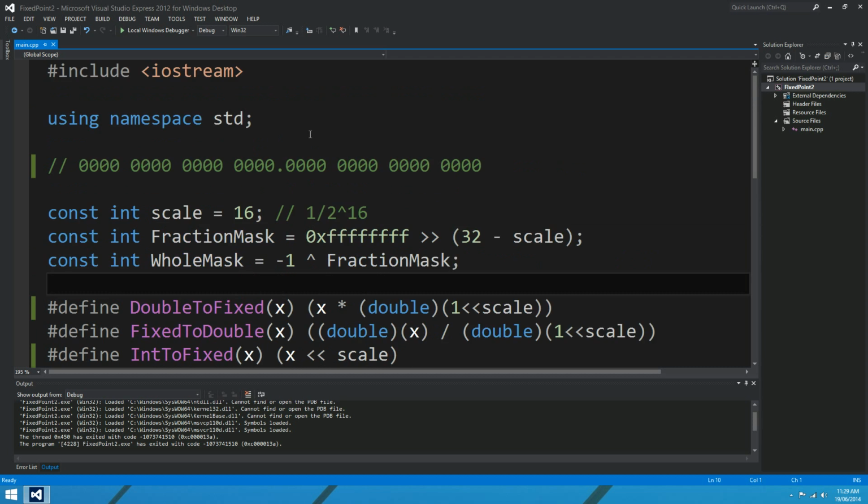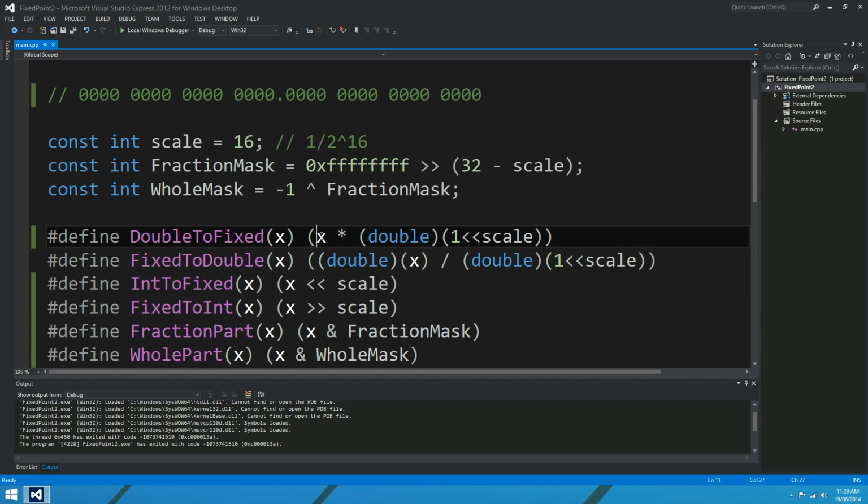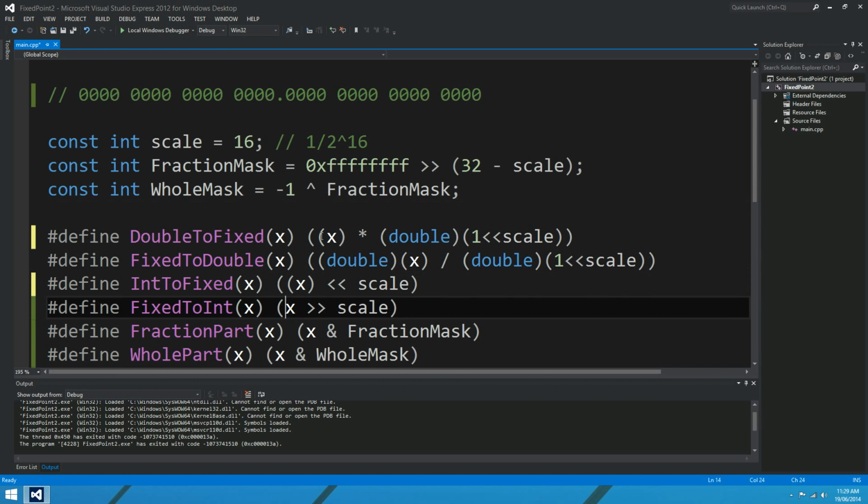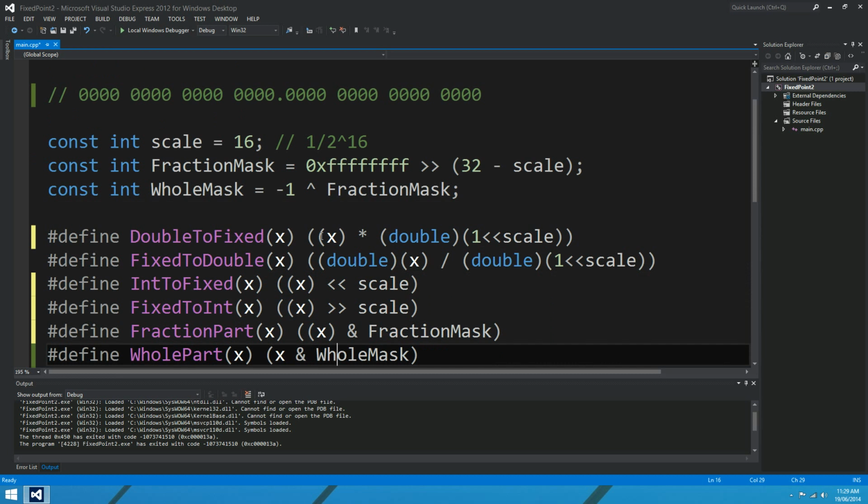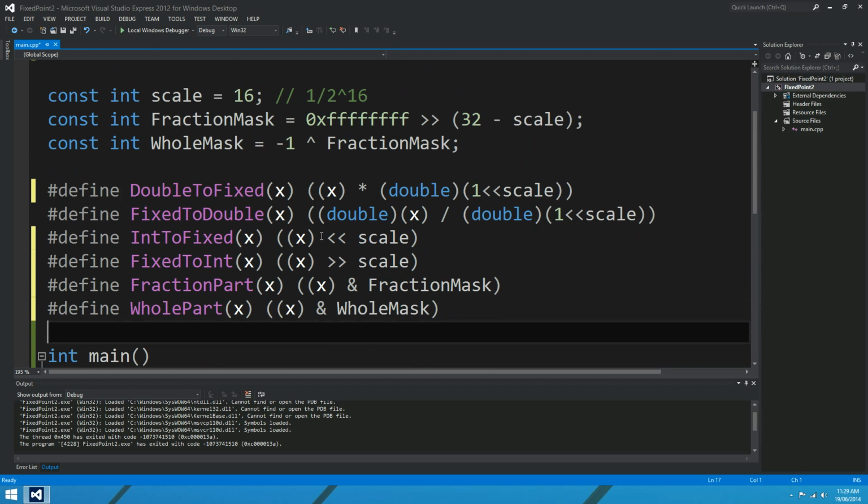The first thing that I noticed when I reviewed the previous video to see where we were up to was that I forgot to put brackets around all of my parameters in these defines. You should do that if you think to. Always put brackets around each of your parameters in your defines. It might save you some trouble in the future.